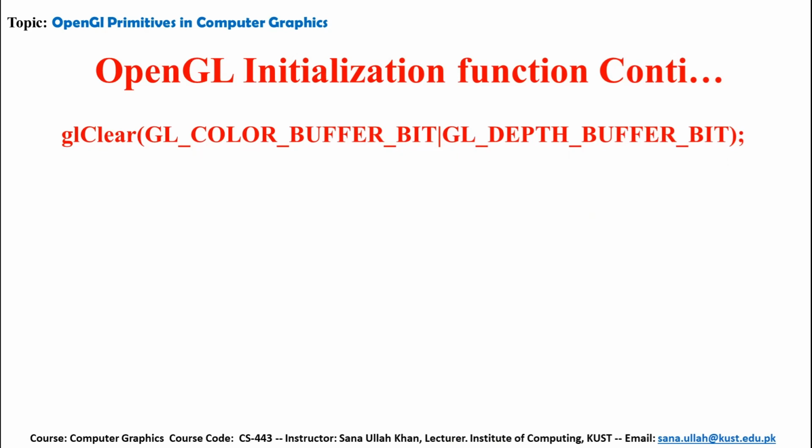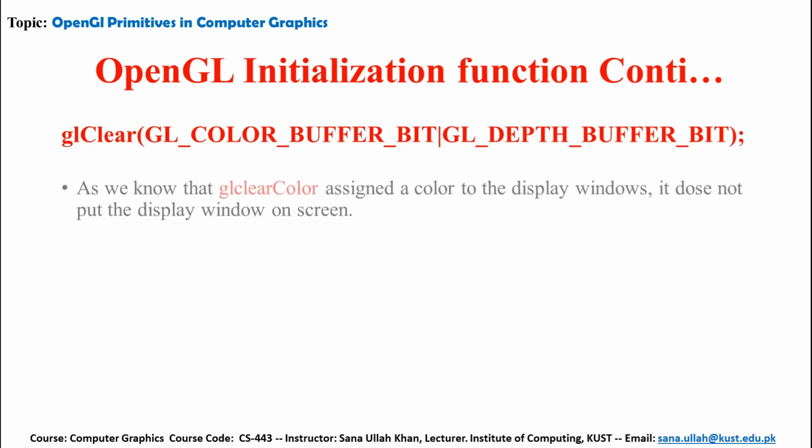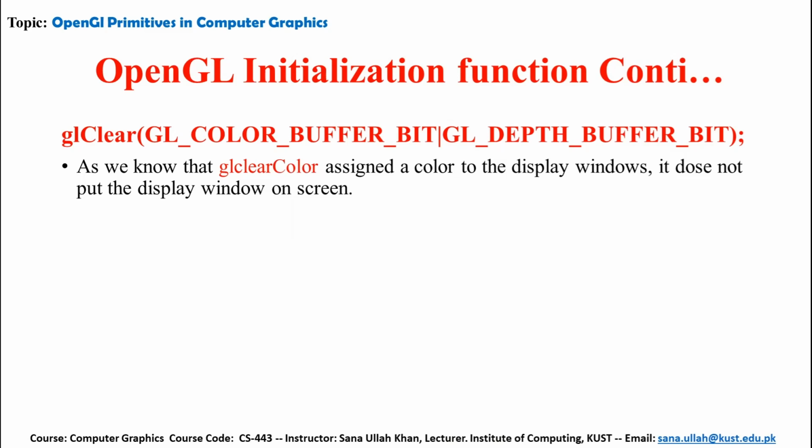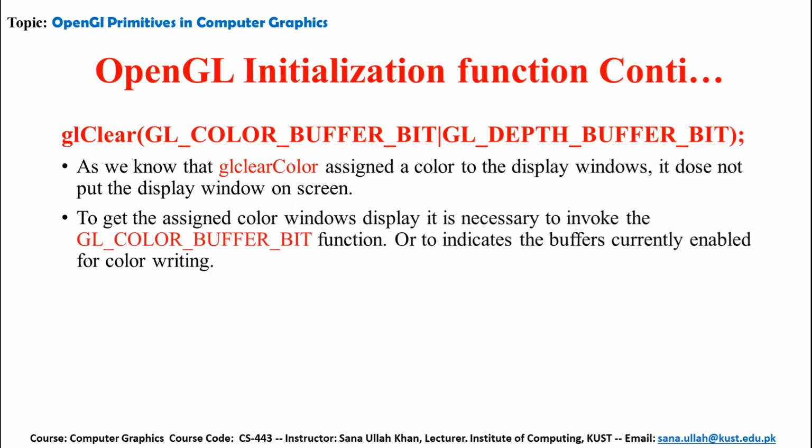The second is glClear with the color buffer bit and depth buffer bit. We know that glClear can assign a color to the display window, but it does not put the display window on the screen. It does not appear on the screen before. If we want these colors or this display to appear on the screen, it is necessary to invoke the glClear color buffer bit function to indicate the buffer currently enabled for color writing.